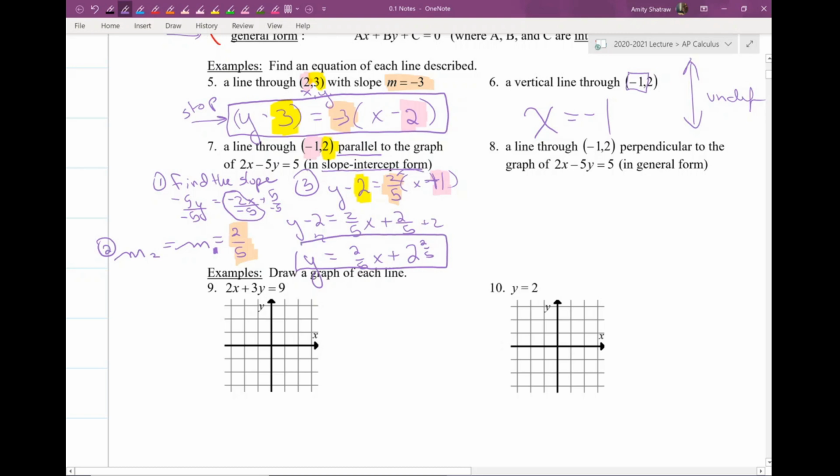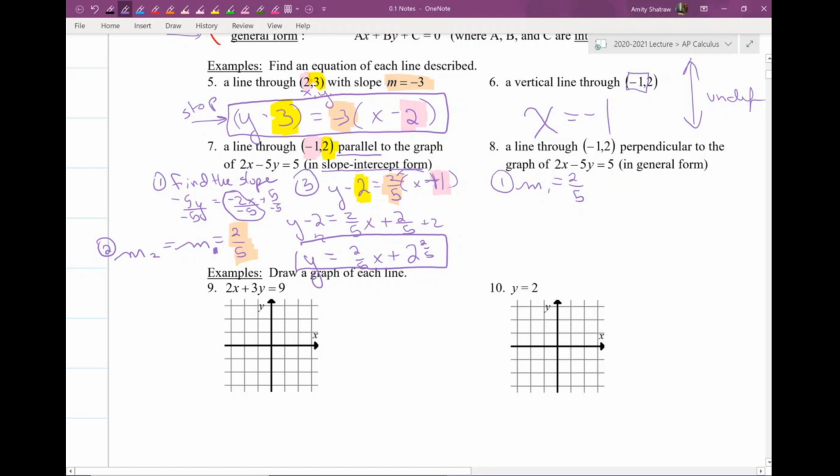So moving on to number 8, we have a line through -1, 2, and it needs to be perpendicular now. And it's perpendicular to the graph of 2x minus 5y equals 5. Okay, awesome. I recognize this equation, and so I don't have to try and calculate the slope again. I already had the slope. Remember, m sub 1, the first slope, the given line, has a slope of 2/5.